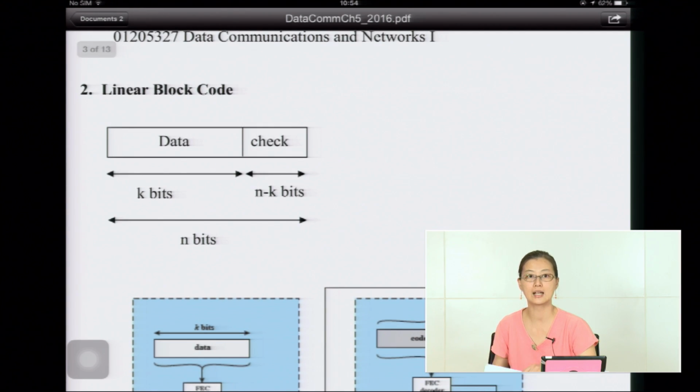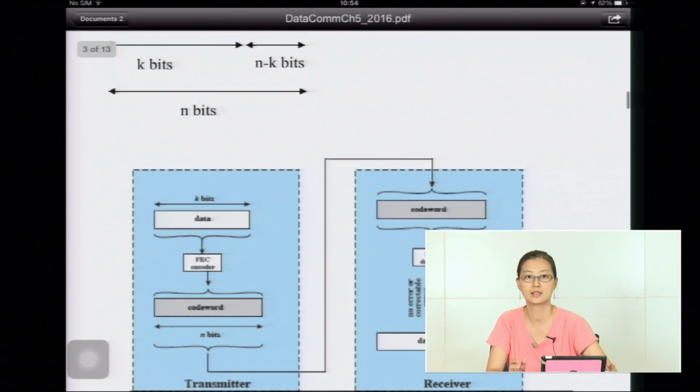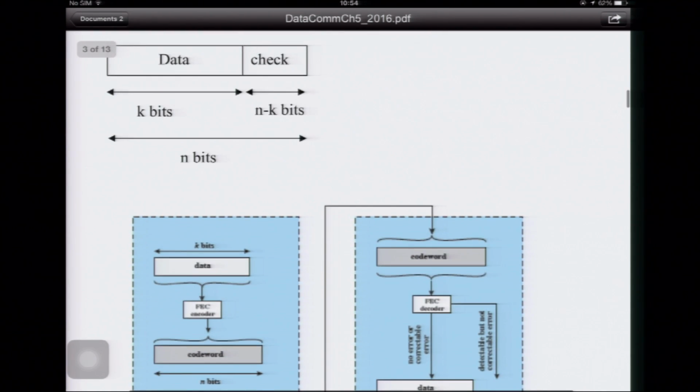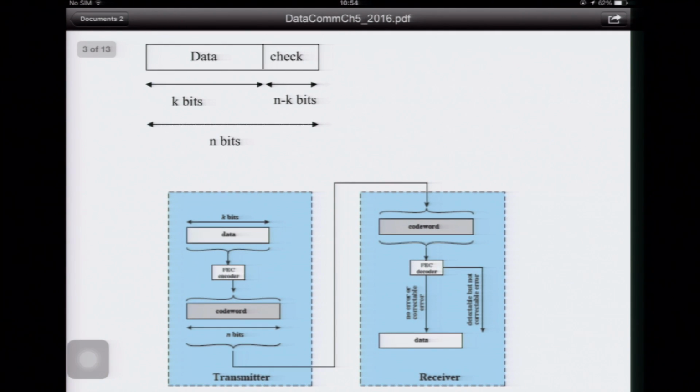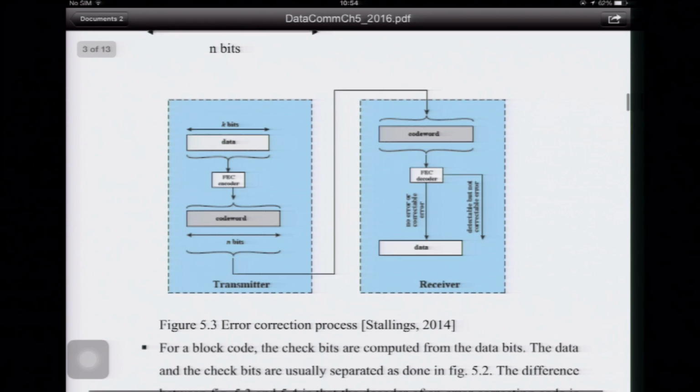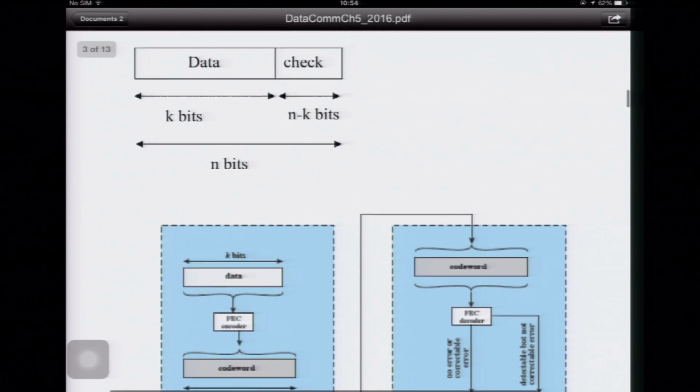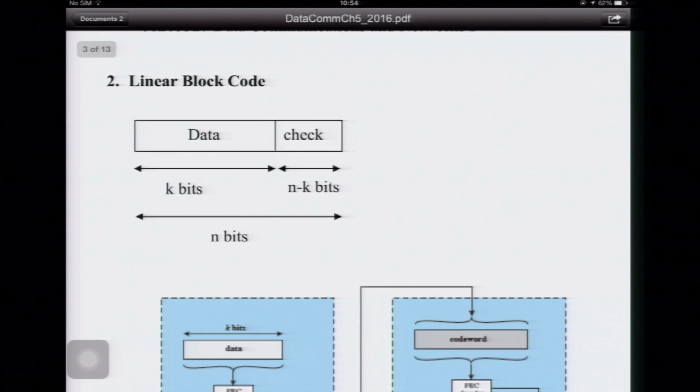The second case is linear block code. For linear block code, you have the data and the check, similar to what you have in the parity check code, but in this case, you usually add more than 1 bit, the n minus k bits. Sometimes you don't add them at the end, but you may change the data into the code word. The basic one, the one that we usually use, is that we add the n minus k bits at the end, but not necessarily.